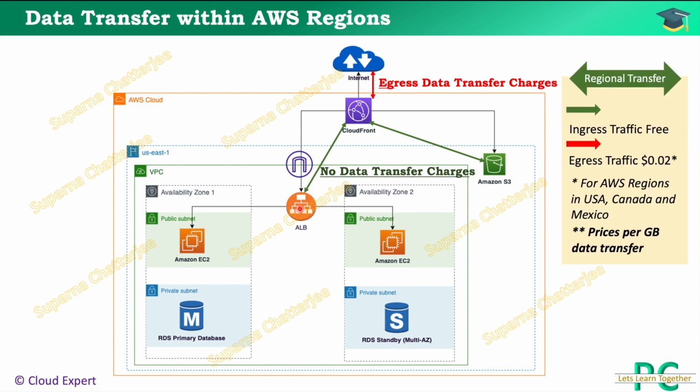any ingress traffic from the internet to your CloudFront will be free. We discussed this at the beginning of this video, and you are only going to pay for the egress traffic. That means any data that will be propagated from your CloudFront to the internet, and the charges will be 2 cents per GB of data transfer. Please remember, these charges are for AWS regions in the United States and in Canada.